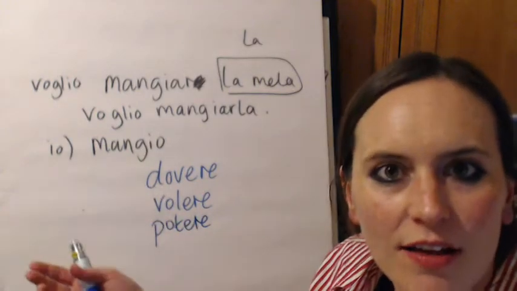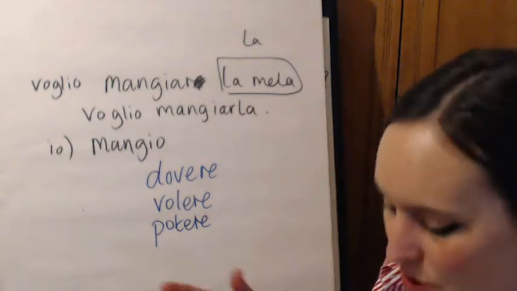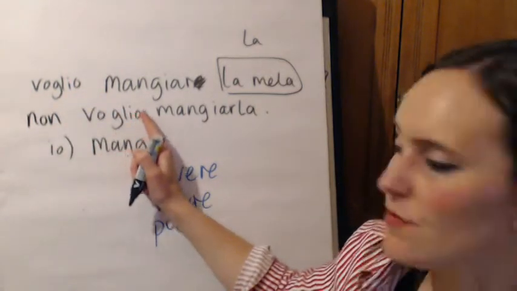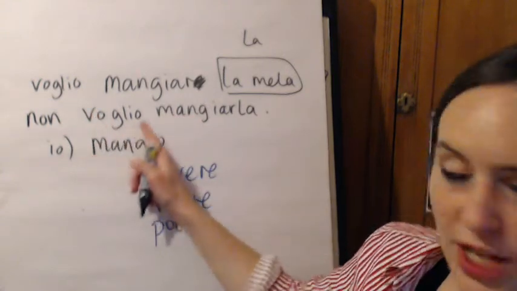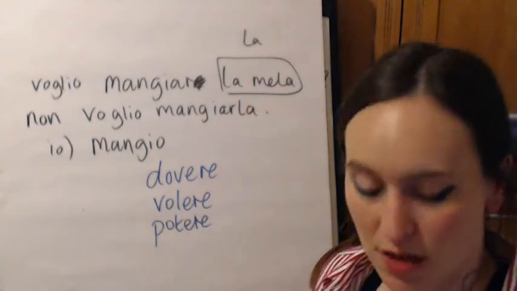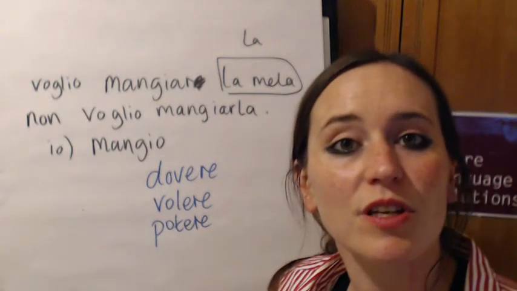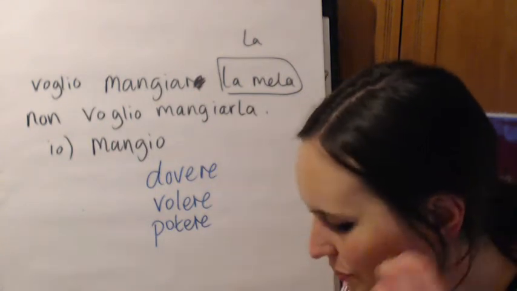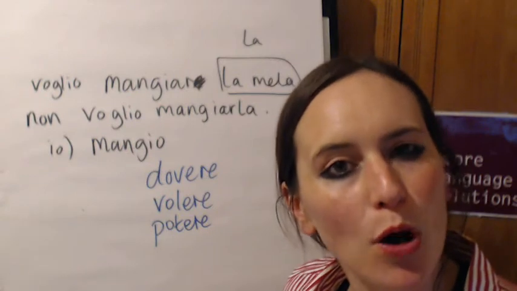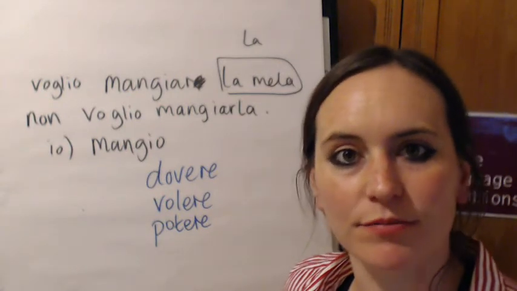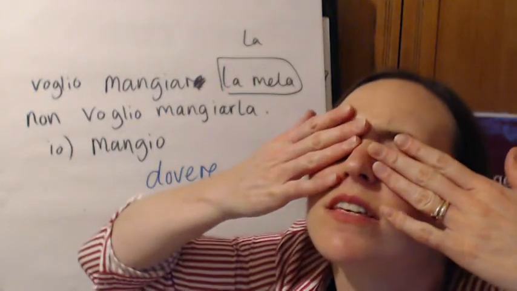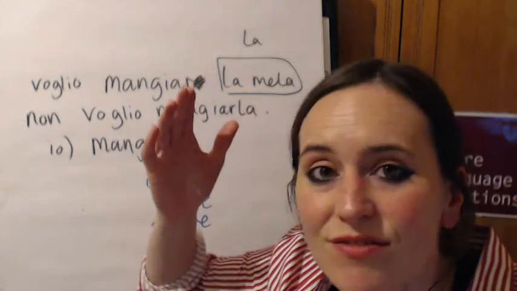Posso comprarla, non posso comprarla. So you could use, for example, a negative phrase followed by a conjugated modal verb and then an infinitive, and then at the end of the infinitive verb you could put one of those direct object pronouns. So let me think of another one. Here's one. What does this mean? Non posso vederti. Non posso vederti. I cannot see you.